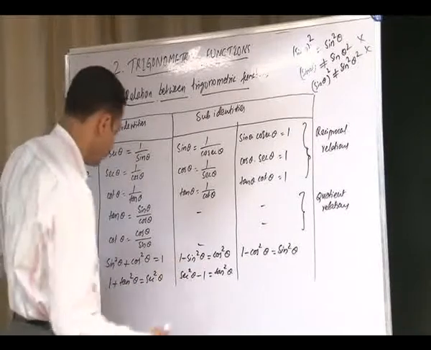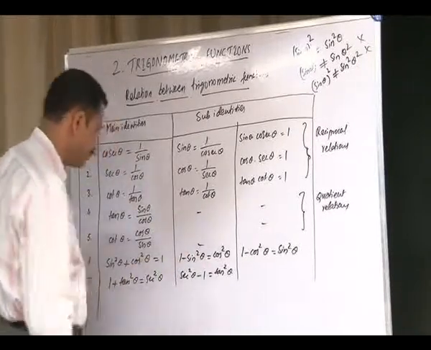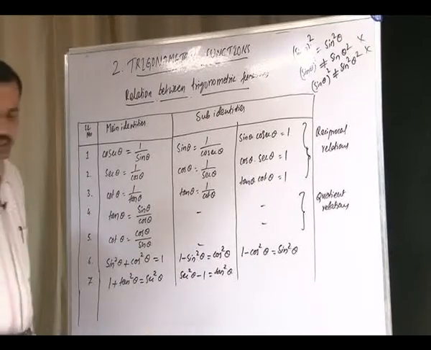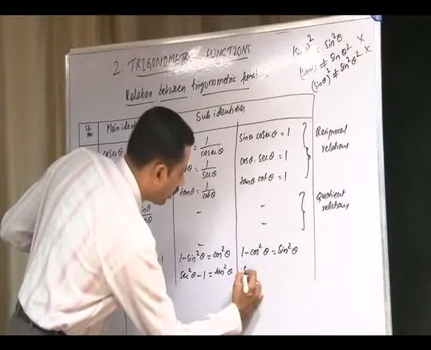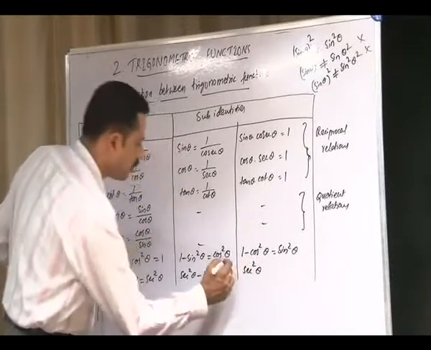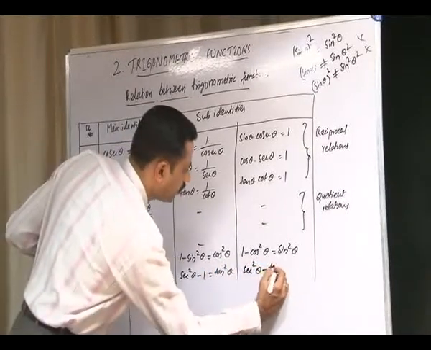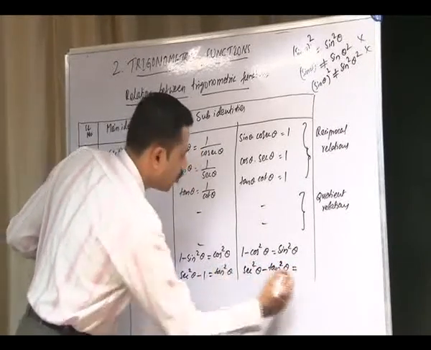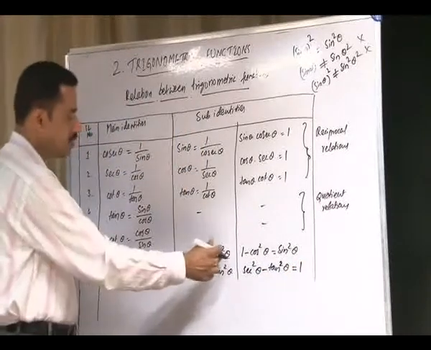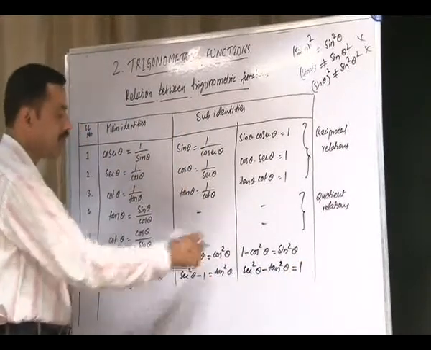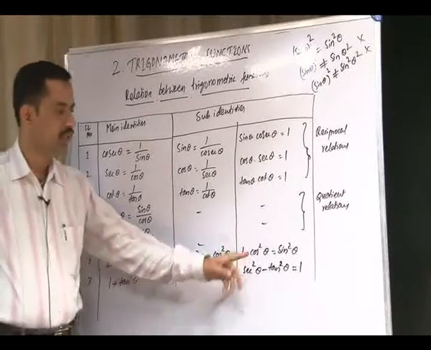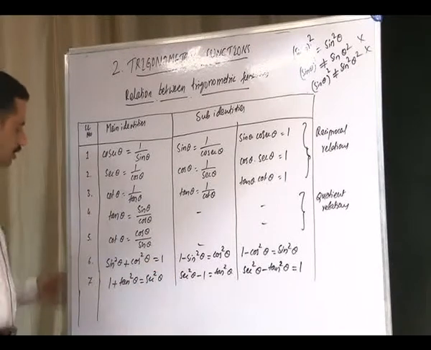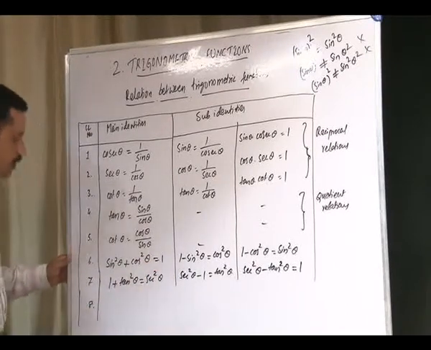Or you can write secant square theta minus tan square theta is equal to 1. Take tan square theta to the left hand side and transfer the minus 1 to the right hand side, and we get secant square theta minus tan square theta is equal to 1. So, these two are the sub identities, and one more relation is there related to trigonometric functions.